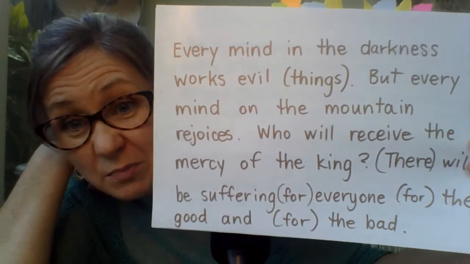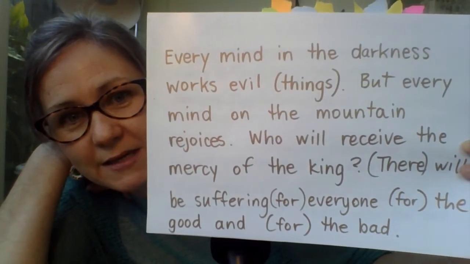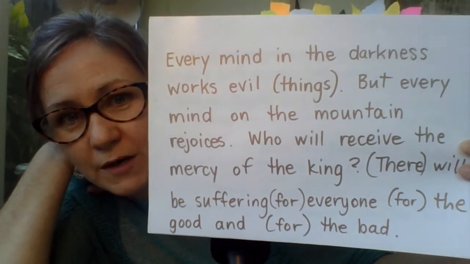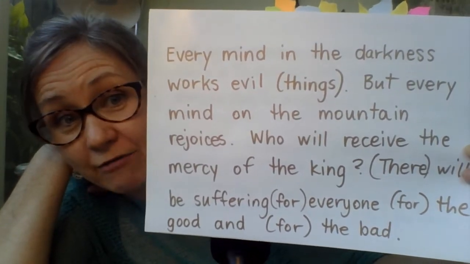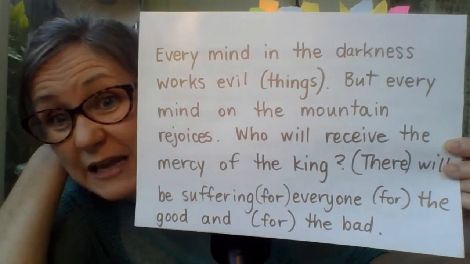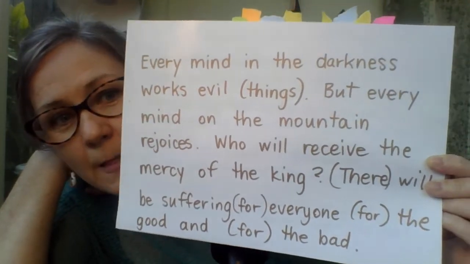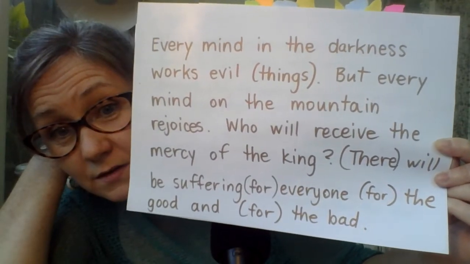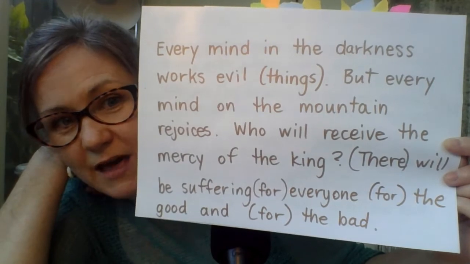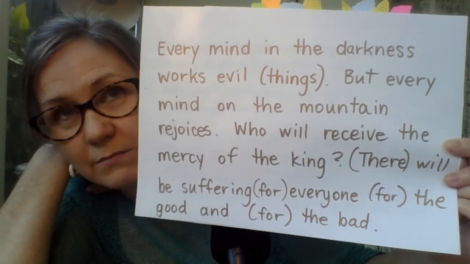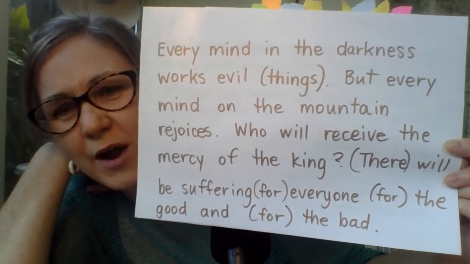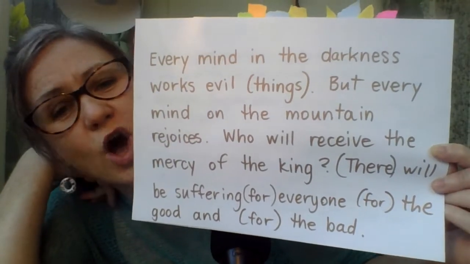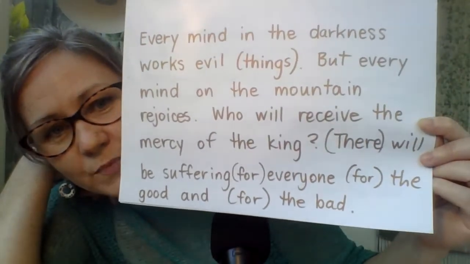And then I supplied things, because that adjective evil was actually neuter and plural. But you could just leave things out. You could say every mind in the darkness works evil, or evils, because it was plural. But every mind on the mountain rejoices. That could be mountain or it could be hill, but every mind on the hill rejoices doesn't seem like it was what the alleged author meant. So every mind on the mountain rejoices.